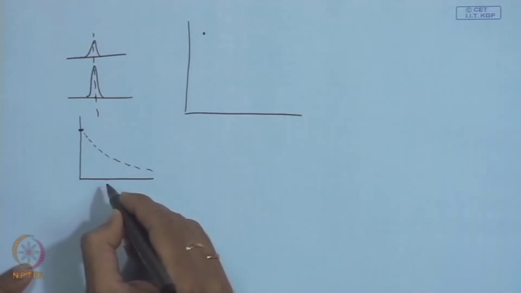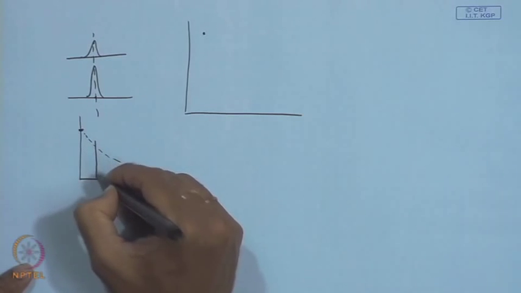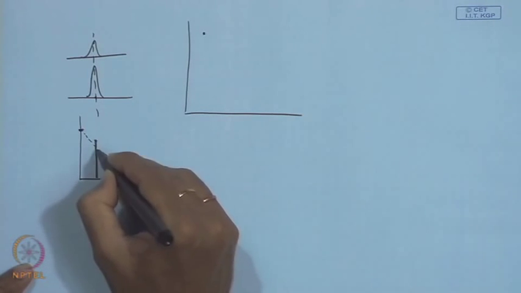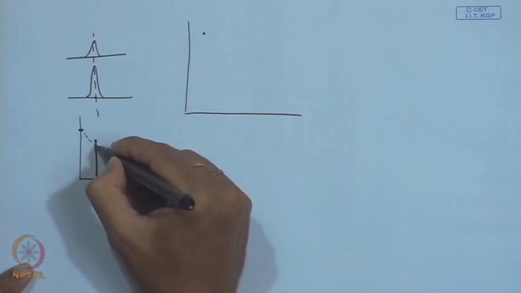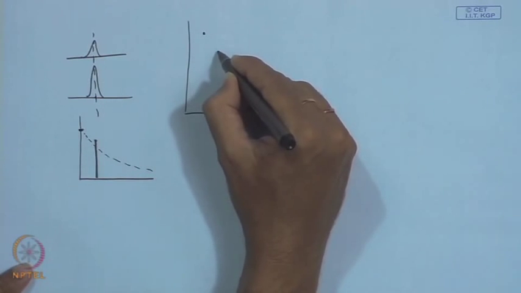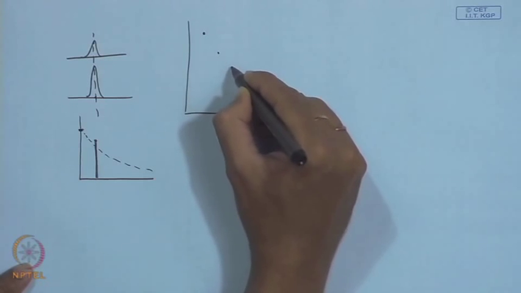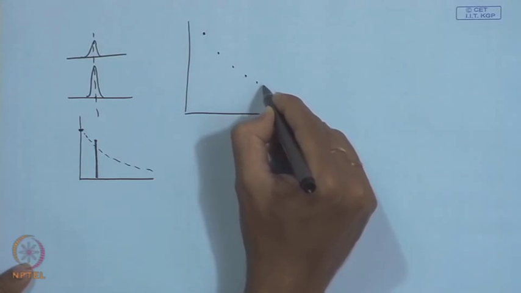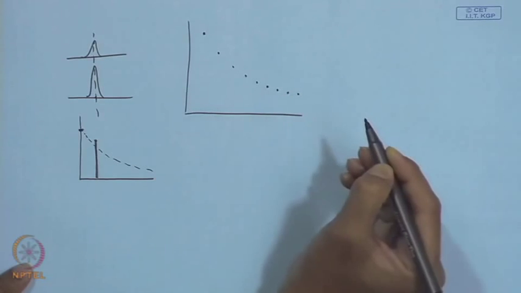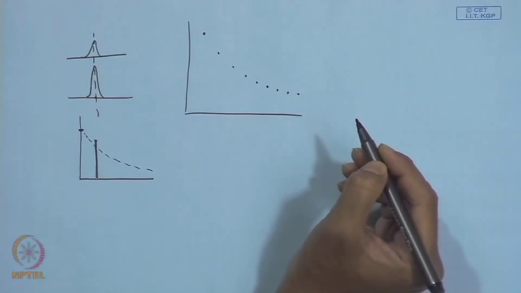If your probe pulse reaches somewhere over here, then the active species is somewhat less. Therefore, the amount of absorption will be less, that is, the amount of transmitted light will be more. In the same way, you keep on recording your detector signal, how much the detector is detecting.